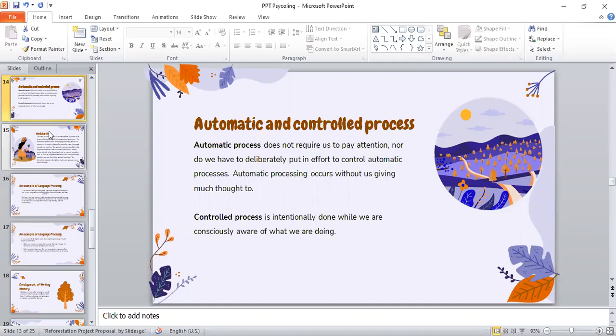Next presentation will be presented by Lulu. Thank you, Dwita. I will explain about automatic and control. Sorry, Akrima, your voice is not clear.